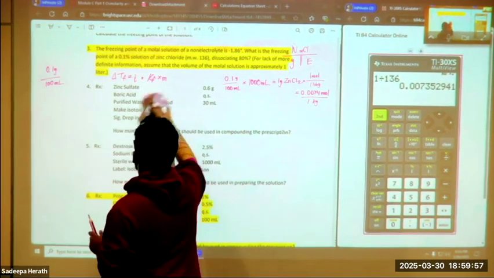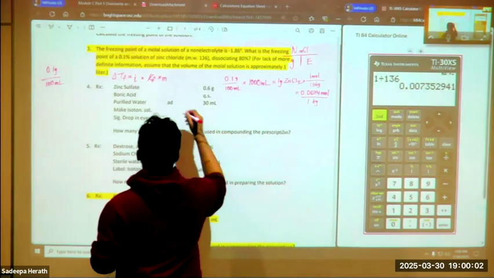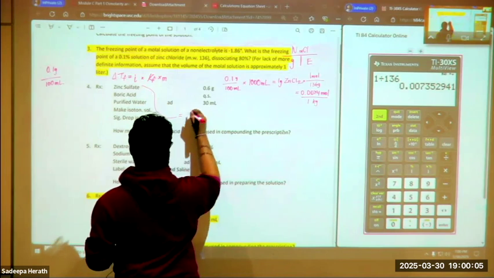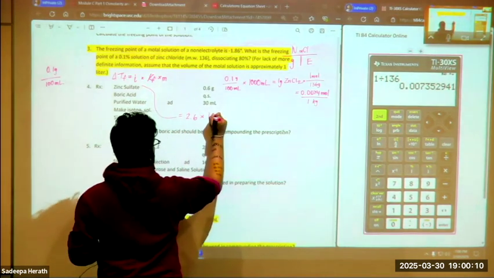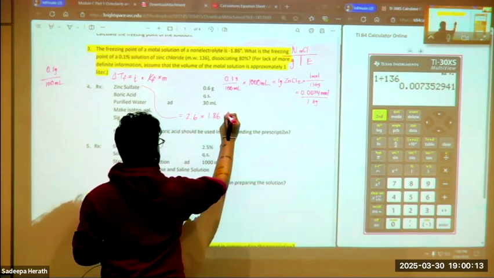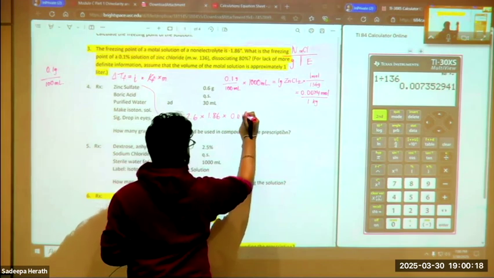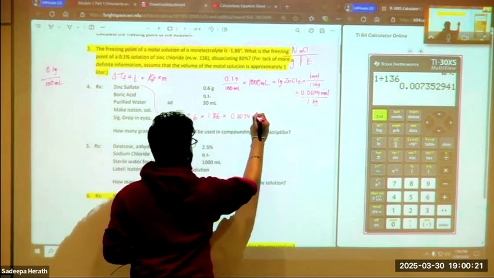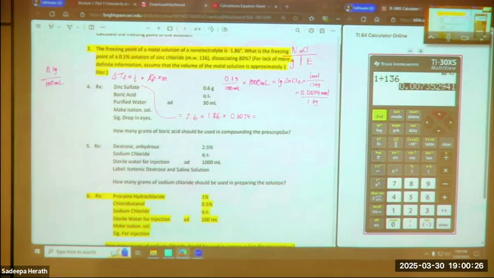Okay, so now we know what our i factor is. All we have to do is multiply everything together, right? So moving down here, 2.6 times Kf of 1.86 times our molality right here equals, just multiply that by 2.6 times 1.86.